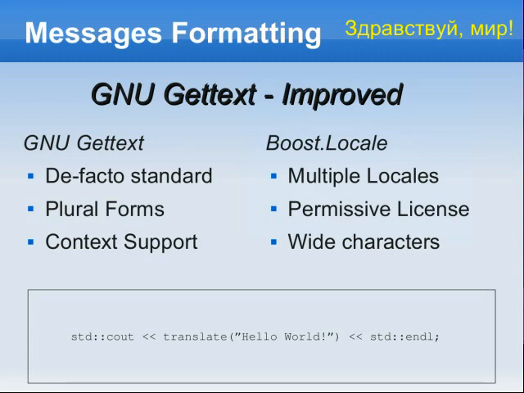For message formatting, it uses gettext catalogs. So, if you develop localization today, most programmers are familiar with these gettext catalogs, but these are a little bit improved. First of all, Boost.Locale allows you to use several languages in the same process. GNU gettext doesn't allow this. It provides a little bit more permissive license, so if you develop some application for a company that doesn't want to release open source, it's easier to use Boost.Locale, and it also provides support for wide characters that may be important for Windows developers. And finally, using the same catalogs that we are all familiar with, that have many good tools, it provides a little bit better support of gettext.